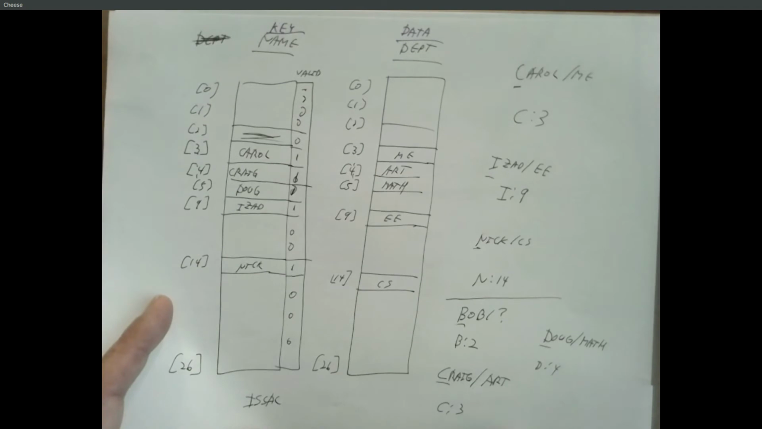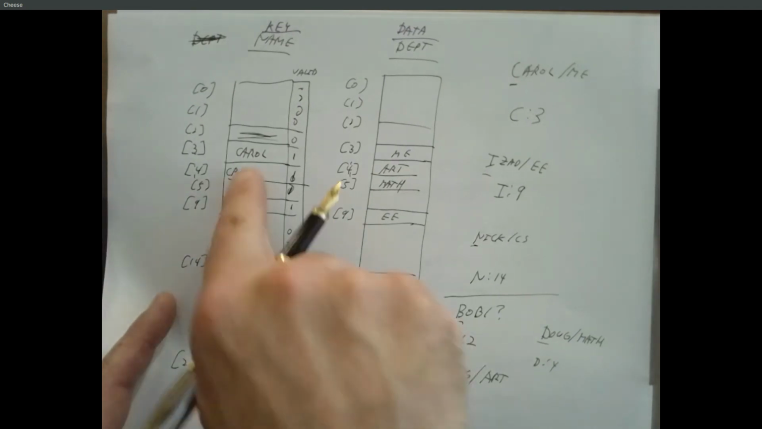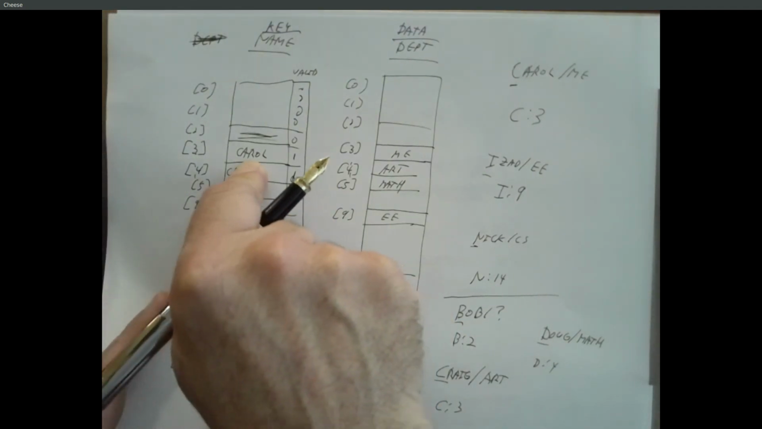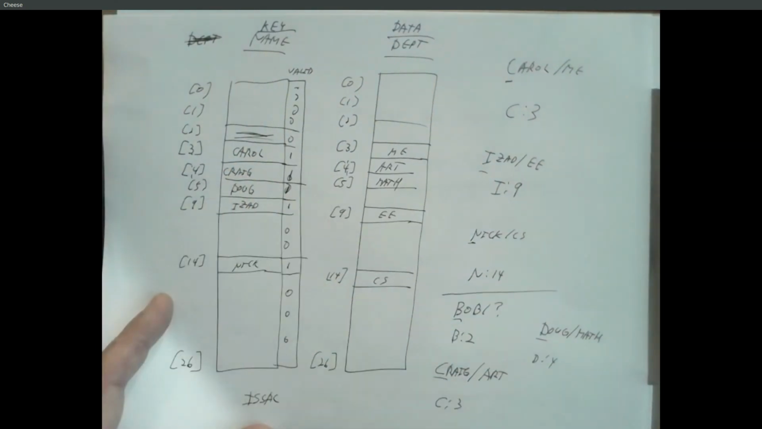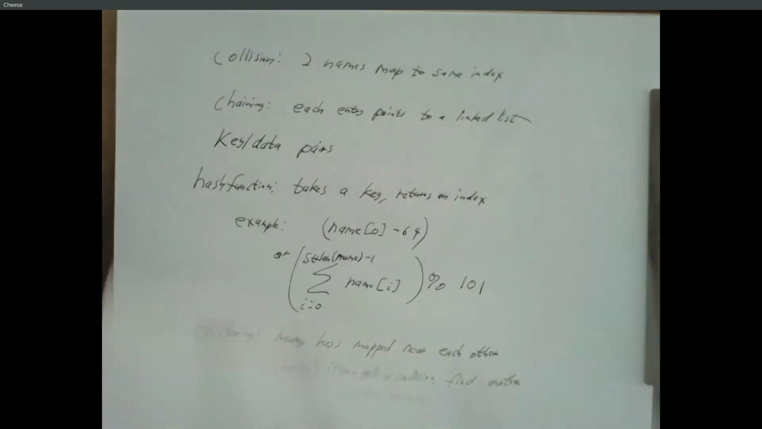And that's what we were doing here. We tried to hash Craig, and it was supposed to go here, but that was in use. So we started searching for an empty location, and we found it in the next spot, index 4. So we stored Craig there.